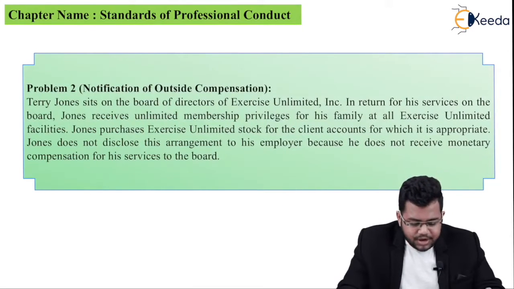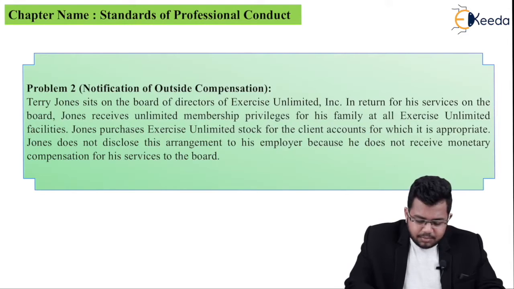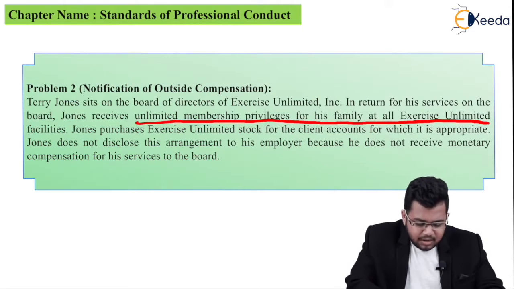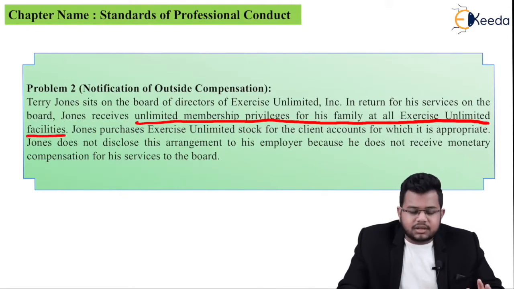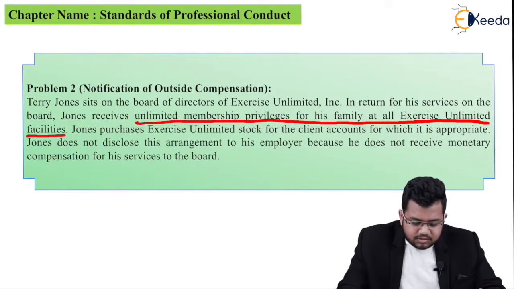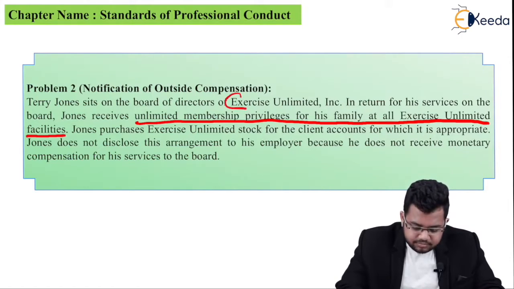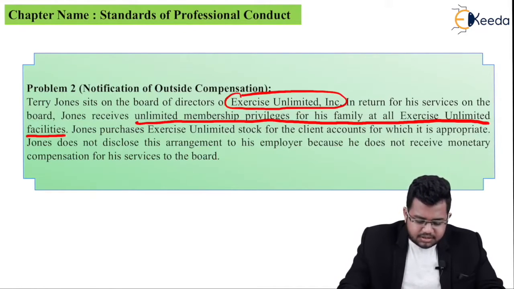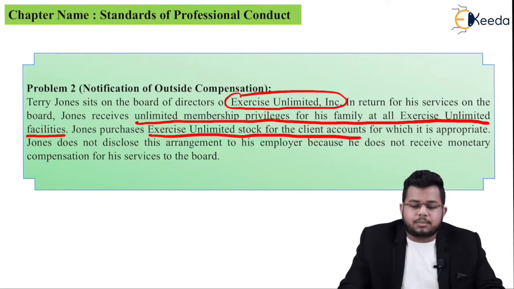Problem 2. Terry Jones sits on the board of directors of Exercise Unlimited Inc. In return for his services on the board, Jones receives unlimited membership privileges for his family at all Exercise Unlimited facilities. Basically, what is happening here? एक टेरी जोन्स है जो बोर्ड ऑफ डायरेक्टर्स ऑफ एक्सरसाइज अनलिमिटेड का बोर्ड ऑफ डायरेक्टर्स है, एंड इन रिटर्न उसको अनलिमिटेड मेंबरशिप प्रिविलेज मिलता है. Jones purchases Exercise Unlimited stock for the client accounts for which it is appropriate.